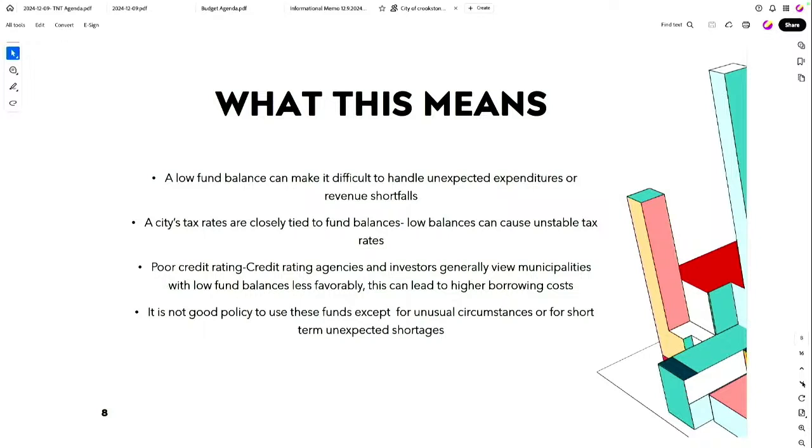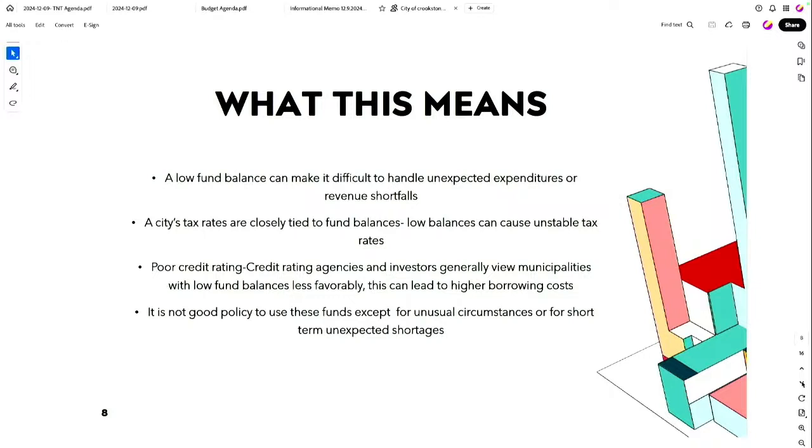It also can lead to a poorer credit rating. Credit rating agencies and investors, just like with a mortgage, want to know what your bank account is. When we apply for a bond to do road work or construct a building, investors look at municipalities and want to see, are you good stewards of your money? Do you maintain good fund balances? A lower fund balance is just like a mortgage: if you've got a low savings account, the mortgage company is going to assign a higher risk factor to you.